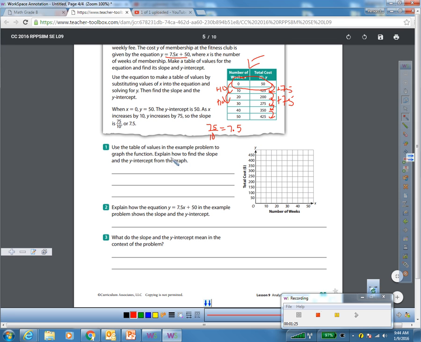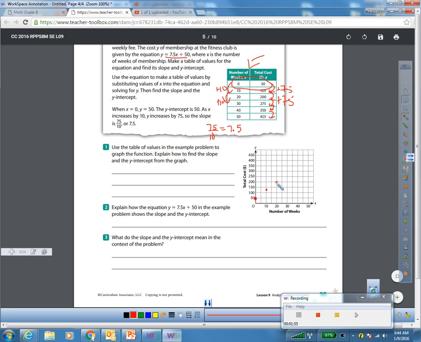So let's go ahead and start. We want to use the table to graph the function. We're going to start at our y-intercept right here. At 0 weeks, they're going to pay $50. That's the membership fee. Plus, it's going to increase by $75 for every 10 weeks. So we could go ahead and graph some of these points. 10 weeks would cost $125. 20 weeks would be $200.